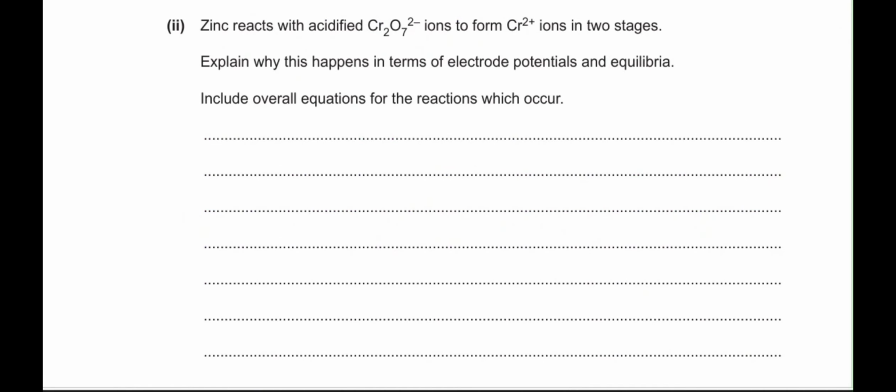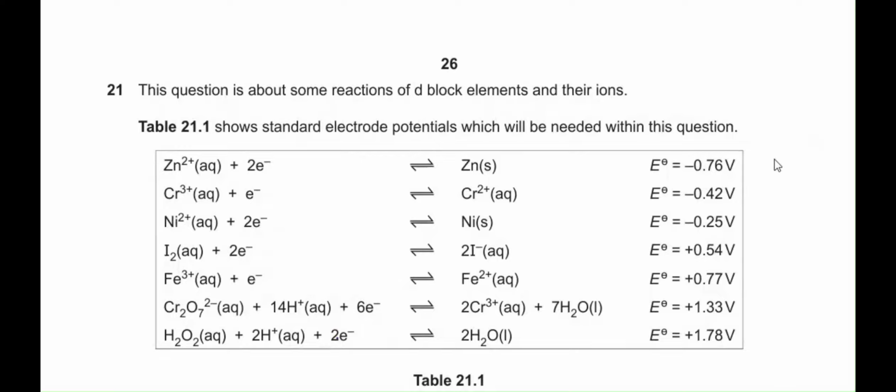Next part of the question. Zinc reacts with acidified Cr2O7 2- ions to form Cr2+ ions in two stages. Explain why this happens in terms of electrode potentials and the equilibria. Include overall equations for the reactions which occur. Now let us look at all the reaction systems that may be involved as per the question. So zinc is reacting with Cr2O7 2-, which produces Cr3+ here, and then we end up with the Cr2+ aqueous. Therefore, these three reaction systems are involved.